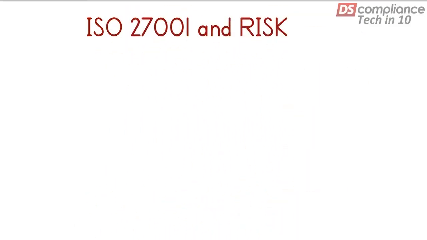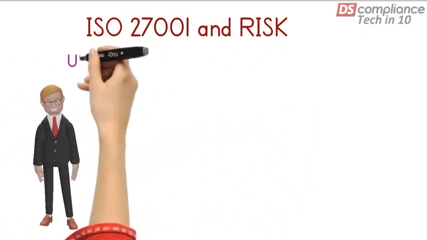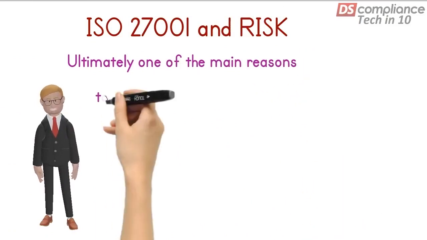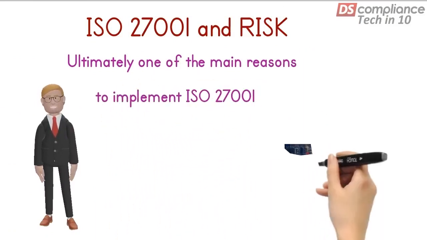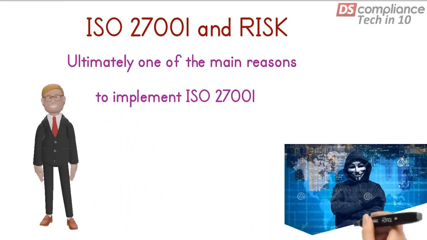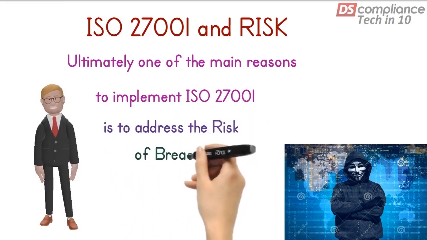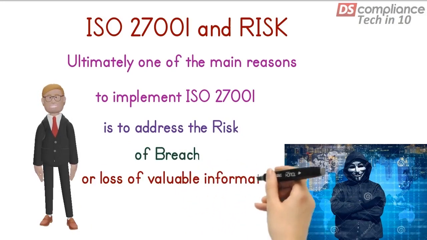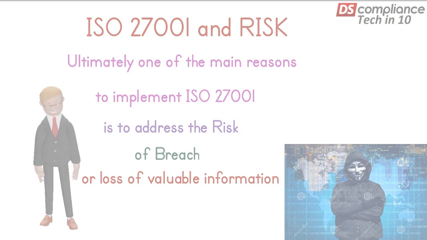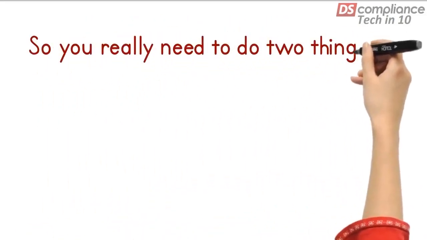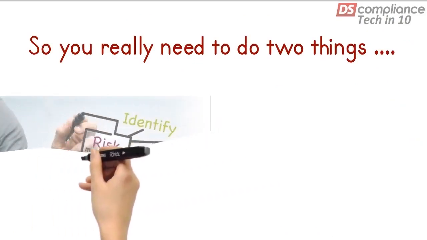Let's talk about ISO 27001 and risk. After all, isn't risk one of the primary reasons for implementing the standard? Why is this so? Simply because you want to manage the risk of losing valuable information. So there are two basic steps when it comes to risk management.